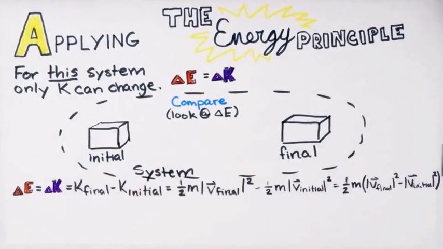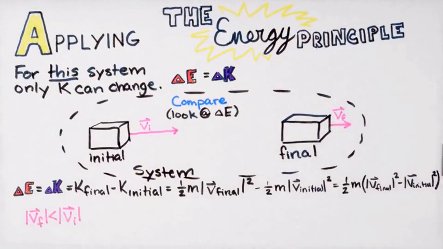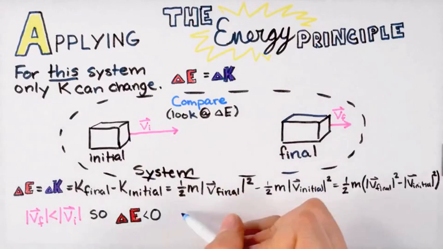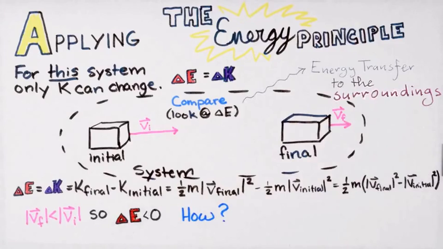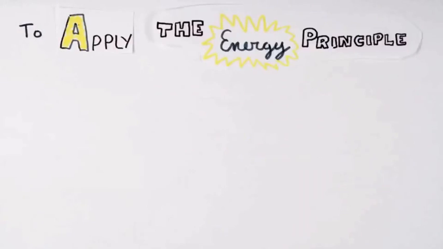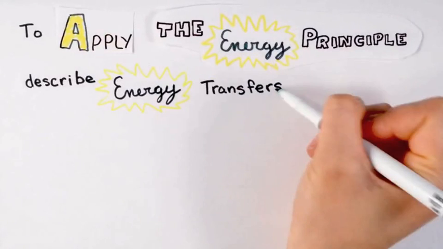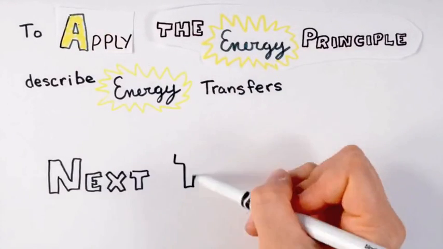By the same token, if the system's final speed is less than the initial speed, then delta K and so delta E are negative. The system loses energy. By the energy principle, this can only happen if there was energy transfer from the system to the surroundings. Clearly, if we want to apply the energy principle, we're going to need to learn how to describe interactions between the system and the surroundings in terms of energy transfer. That's the topic for our next lecture.